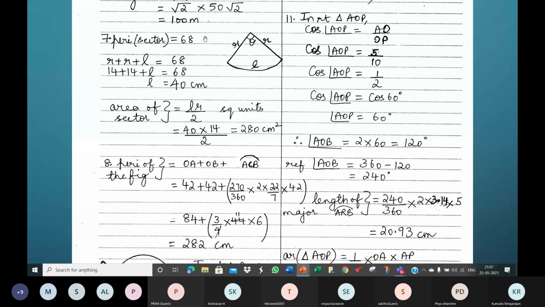Seventh one, very important, because sometimes we misinterpret this. Perimeter of the sector is 68. Perimeter is 68. That means R plus L is equal to 68. So from that we get L. And once you find L, area of sector is equal to LR by 2. LR by 2, 14 into 14, radius 14 by 2. 280 centimeters square. This answer also I got from you. Very good. Very nice, children.